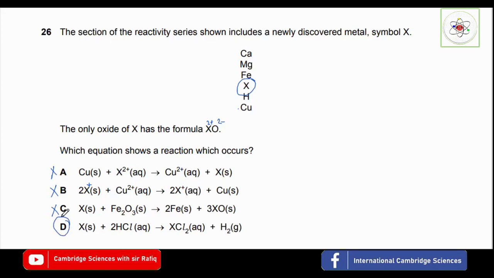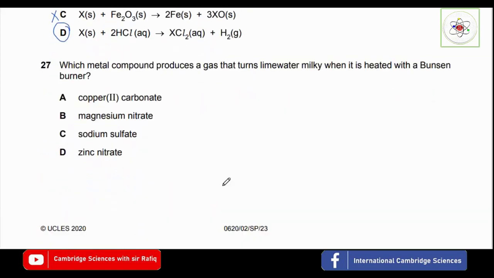So moving on to the next question, which metal compound produces a gas that turns lime water milky when it is heated with a Bunsen burner?